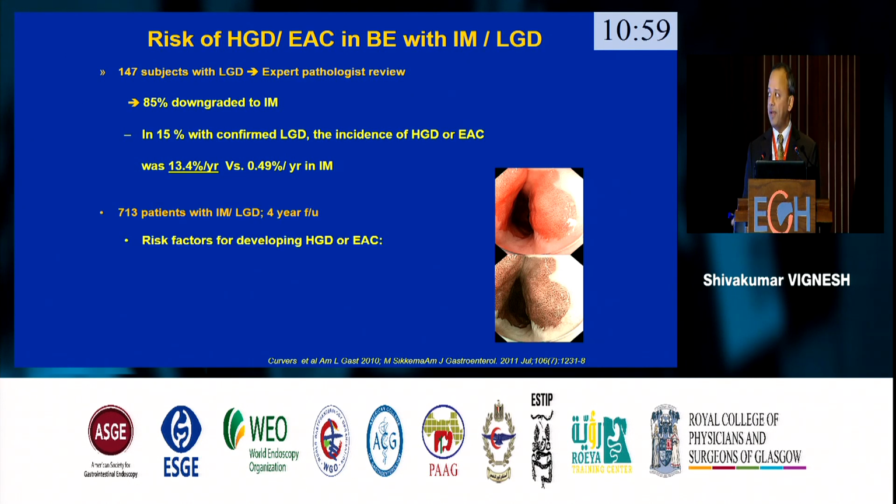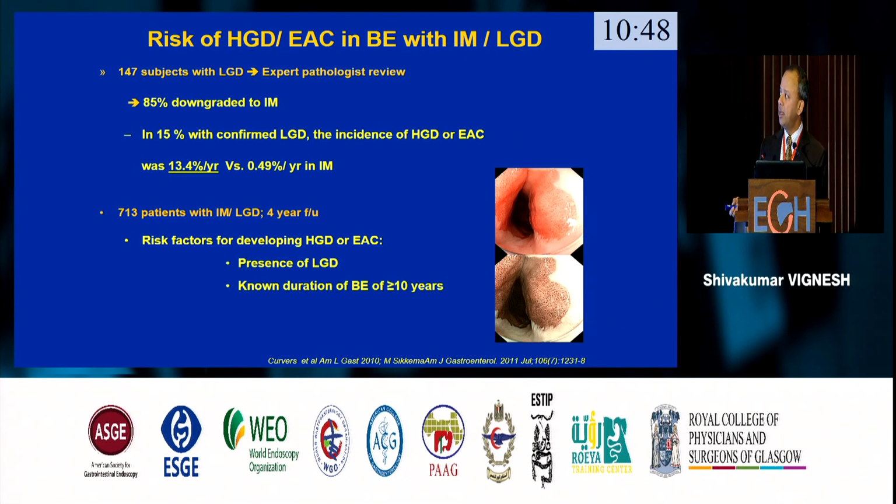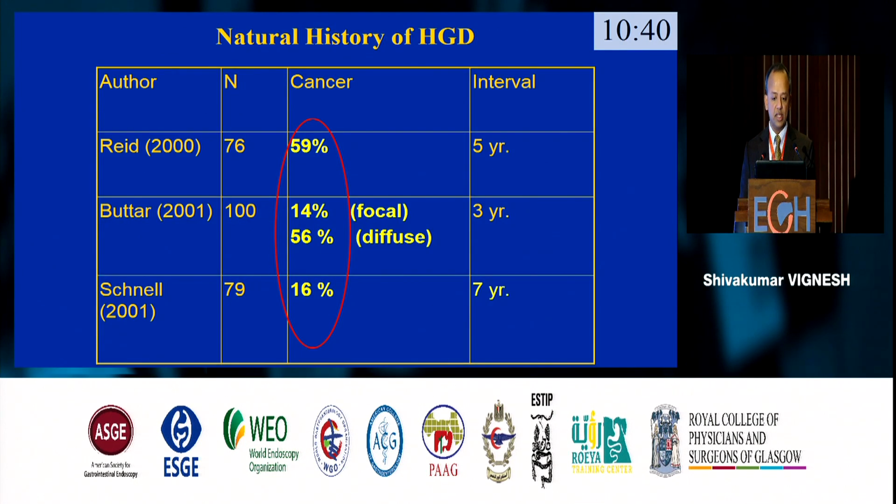What about the risk factors that lead to development of adenocarcinoma? Another study of 700 patients followed IM or low-grade dysplasia for 4 years, and these are the risk factors. Presence of low-grade dysplasia, known duration of Barrett's for at least 10 years or more, long length of Barrett's, and presence of esophagitis. This is a subset which is likely to progress.